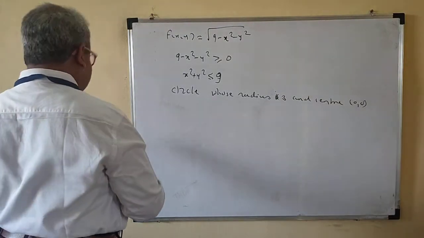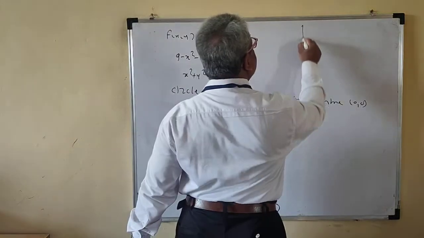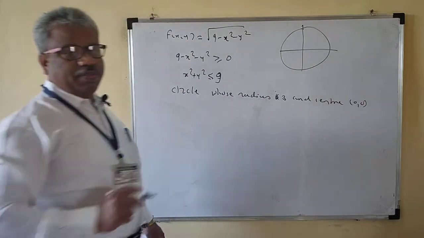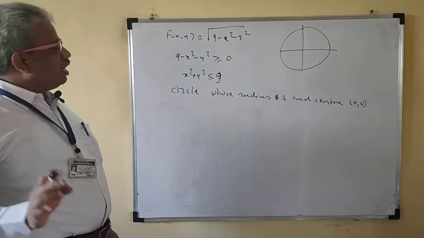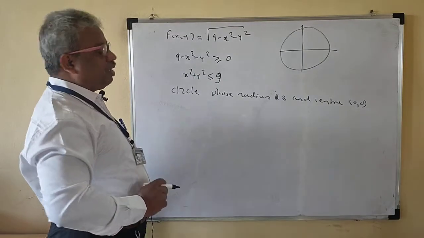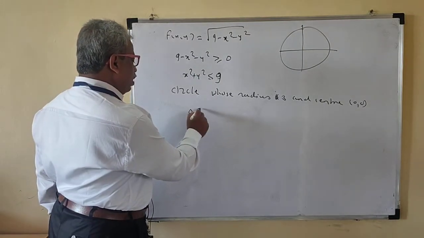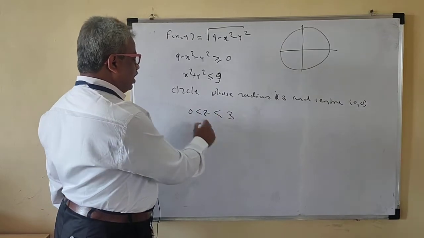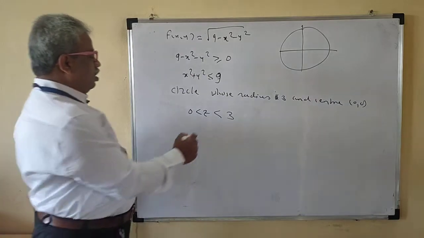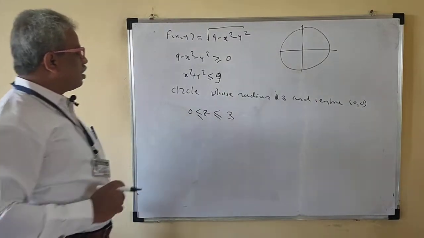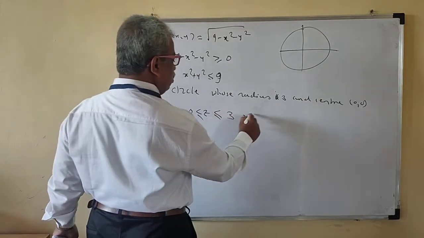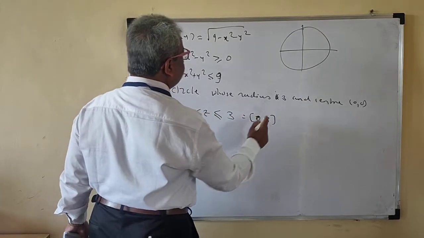Now, what is the range of this one? Whatever the values of x and y may be, your value is always positive. So the value of z always lies between, this is greater than or equal to 0, maybe 0, maybe 3. So your range is the closed interval 0, 3.